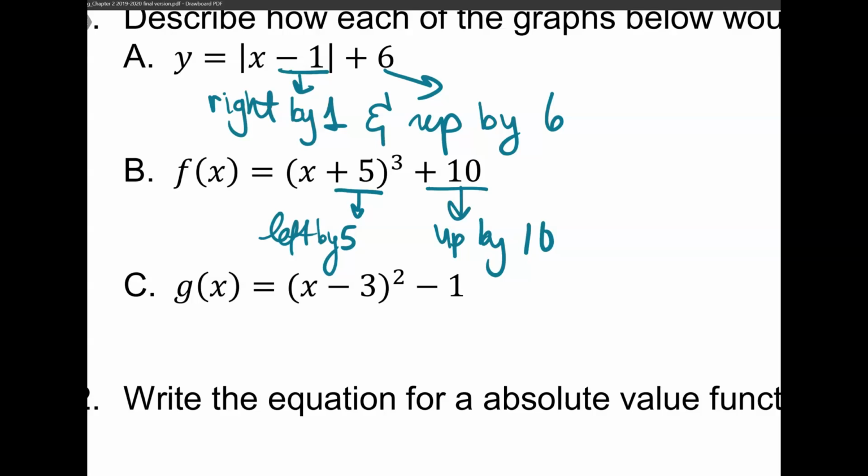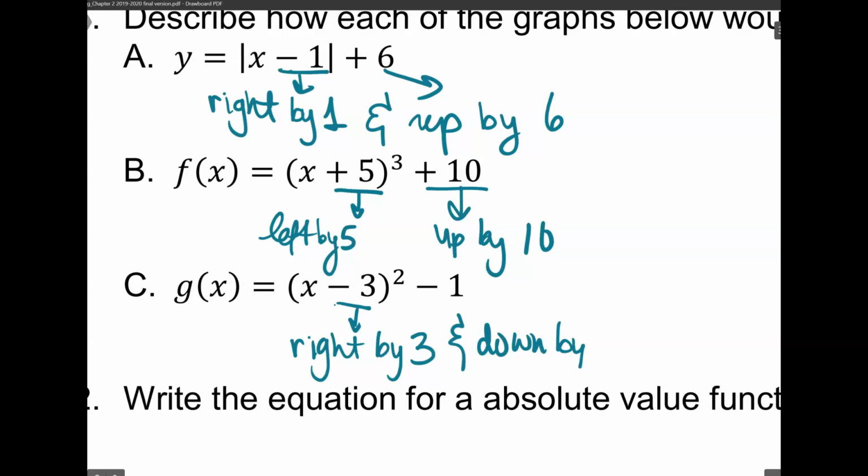All right, Miranda, what about C? What do you think about C? I think it's inside the parentheses, so it'd be right by 3. Beautiful, opposite. And then it'd be down by 1. Exactly.